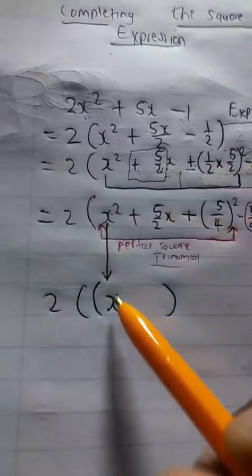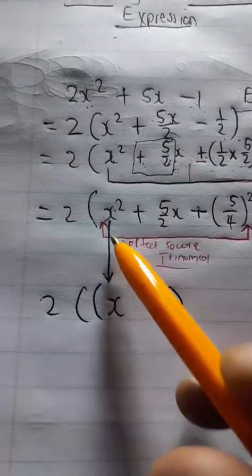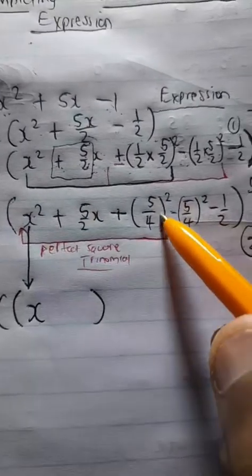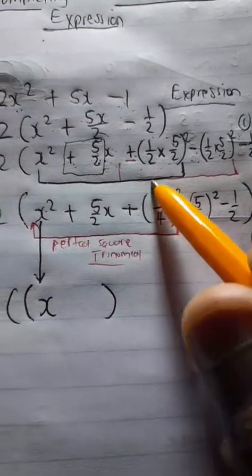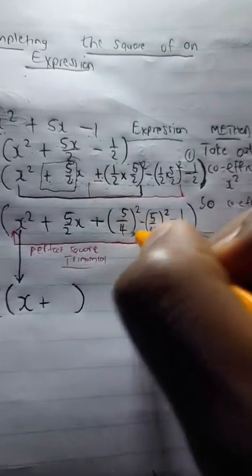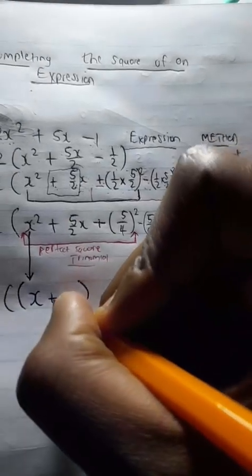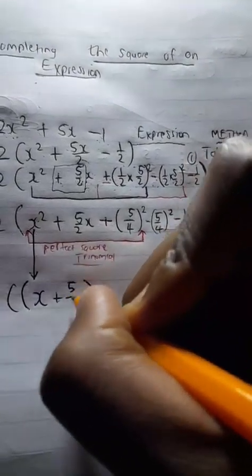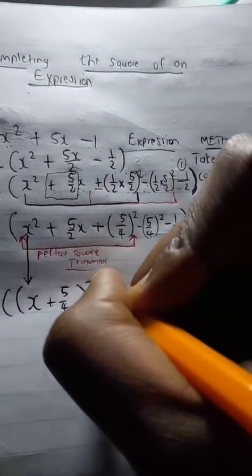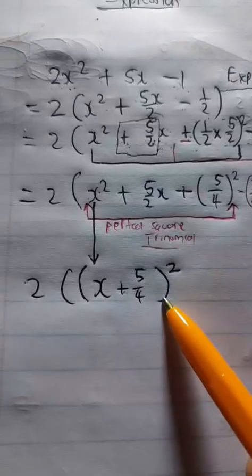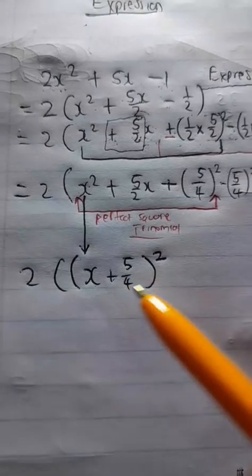The square root of x squared will be the first term inside my bracket. Then obviously the 5 over 4, the square root of this entire thing. In fact, let's just say the 5 over 4 as it is. The 5 over 4 is a positive value. So we are going to write inside this bracket 5 over 4. And then we put a square on the outside. Now people, I'm sure if you were to take this, I'm just going to show you very quickly.